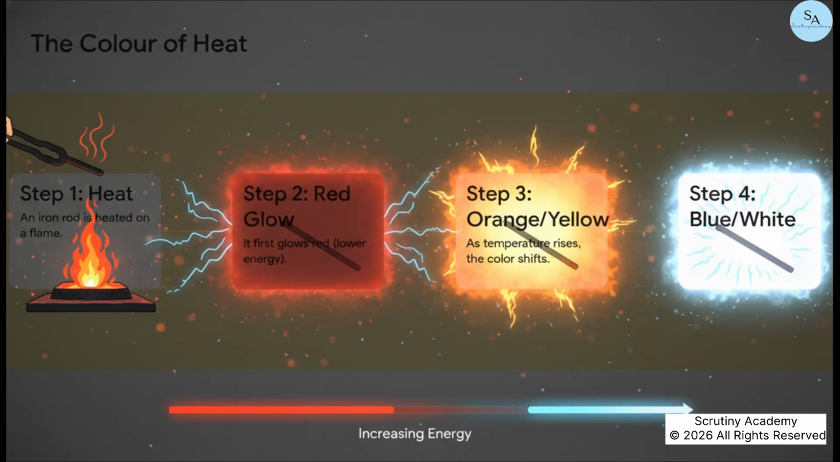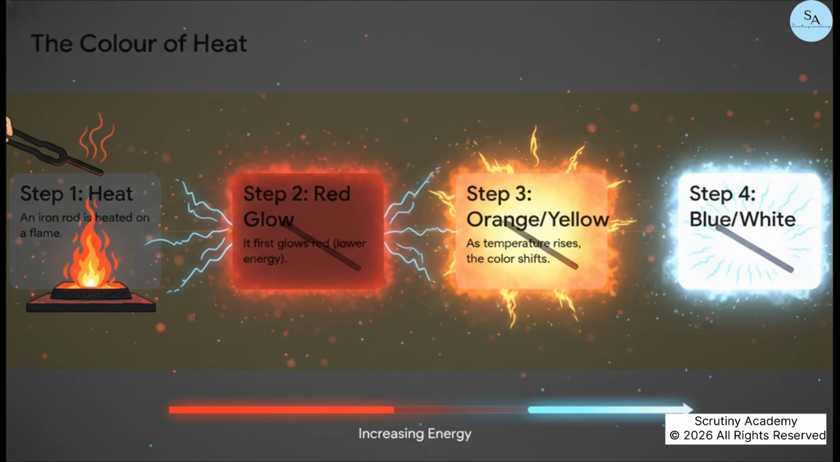And you can actually see the link between energy and light with your own eyes. Just picture a blacksmith heating up a piece of iron. As it gets hotter, it starts to glow. First a dull red. That's lower energy light. But as you crank up the heat, pumping in more and more energy, the color changes. It goes from red to orange to yellow. And if you get it hot enough, it'll even glow bluish white.